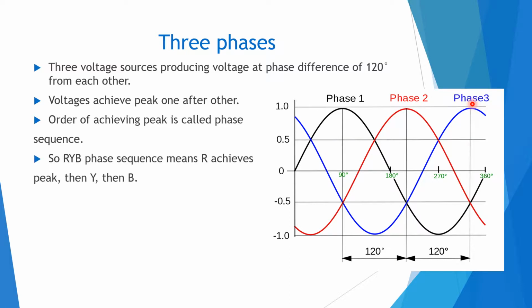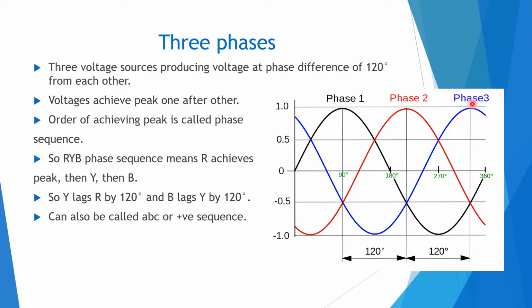So an RYB phase sequence means R achieves peak, then Y, then B. And this means that Y must be lagging R by 120 degrees and B must be lagging Y by 120 degrees. Remember that RYB is not the order in which the phases occur in clockwise direction. This is a very common misconception. No, that's not what happens. It is the order in which the phases achieve the peak. So it's actually the opposite. Now RYB is sometimes called an ABC sequence or positive sequence. They are all the same thing.